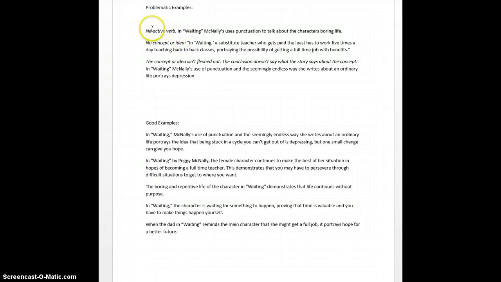In this first problematic example, there is no active verb. So it says, "In Waiting, McNally's uses," probably meant to say McNally's use of punctuation to talk about the character's boring life. All right? Actually, probably should have said uses. See, not only was it problematic because it didn't use an active verb, it was also written poorly.